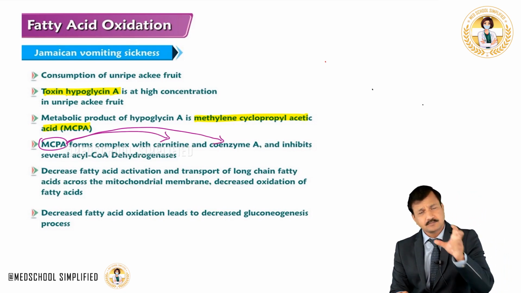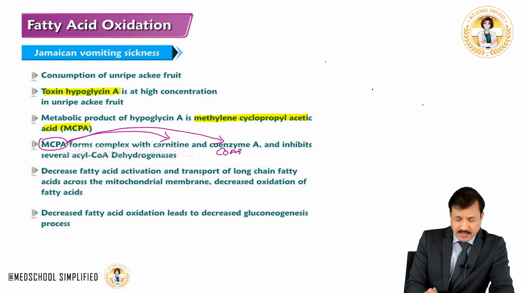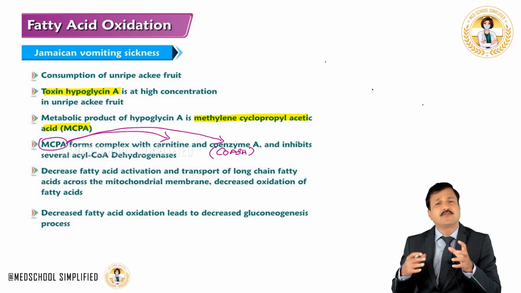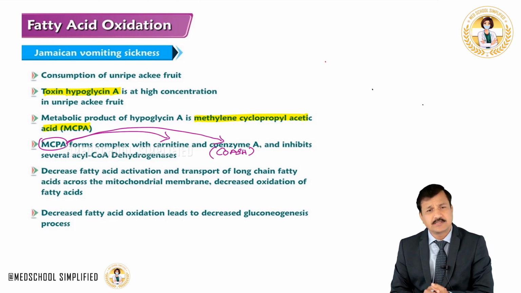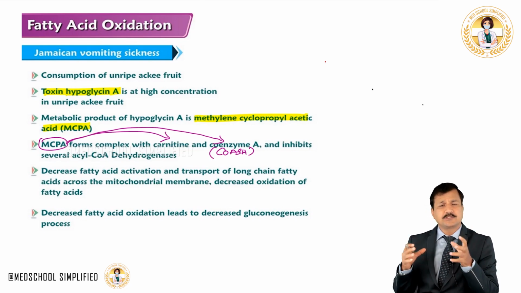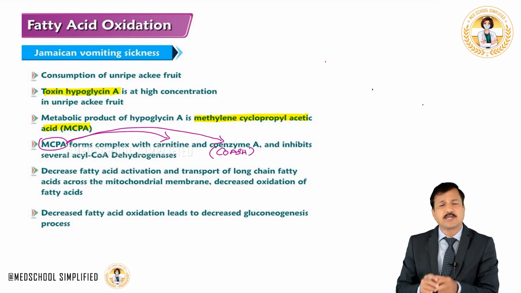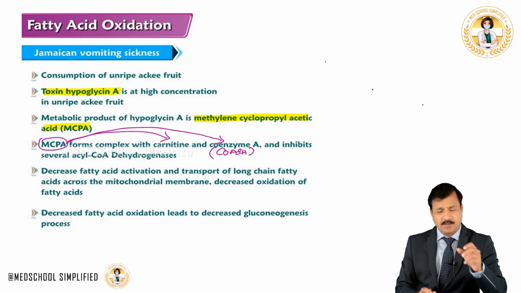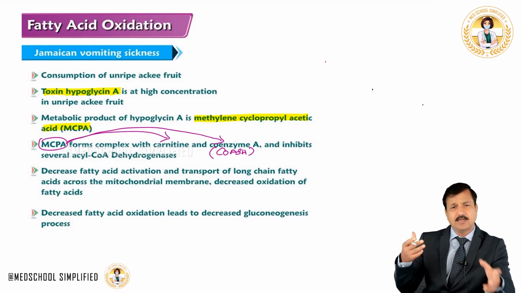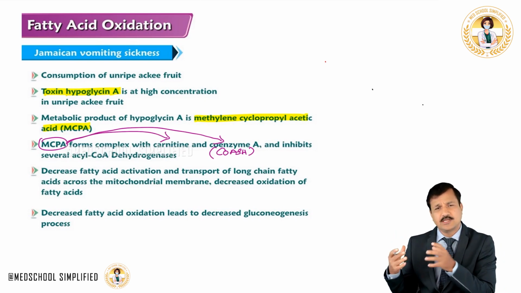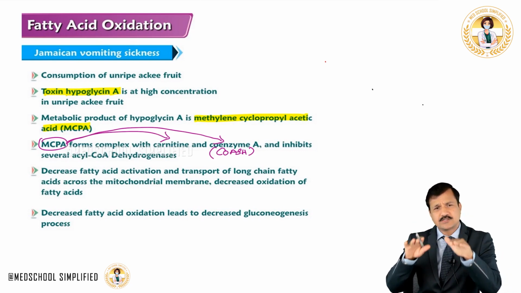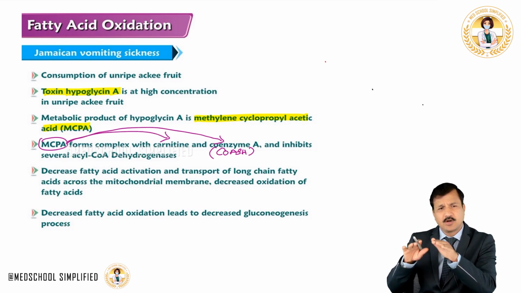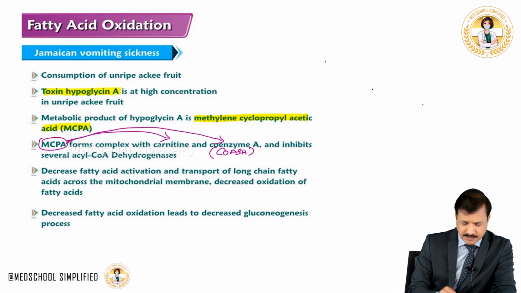You know coenzyme A, CoASH. This coenzyme A is needed for the activation of a fatty acid, whatever the type of fatty acid it is, short, medium, long chain fatty acids. So you need coenzyme A for activation. So MCPA makes a complex with coenzyme A. It makes a complex with carnitine, making an ester there, and thereby it will decrease the availability of free carnitine. Free coenzyme A availability also decreases because it is all making a complex. So overall it causes deficiency of carnitine and deficiency of coenzyme A.